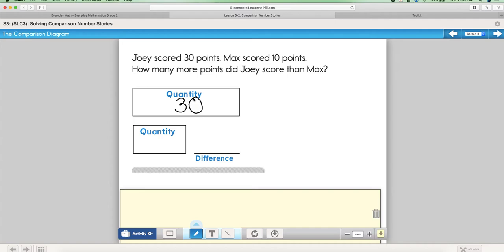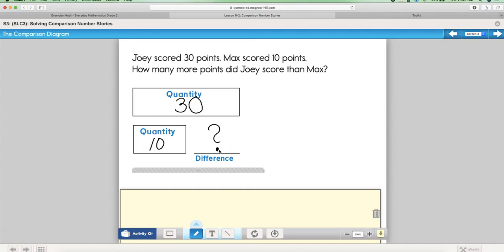So then my smallest quantity is what number then? Logan, we're not drawing anything on the board. Logan, what is my smallest quantity? What is my smallest number in that problem? 10. So I would put that in my small box. And this difference is my mystery number. That's what I'm looking for. How much difference is there between 30 and 10?